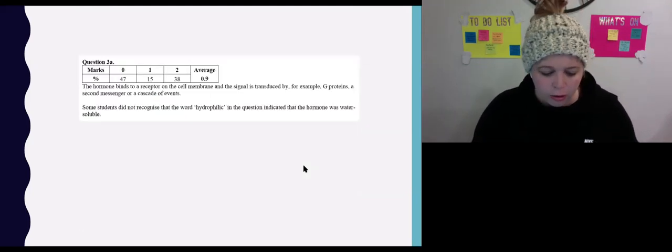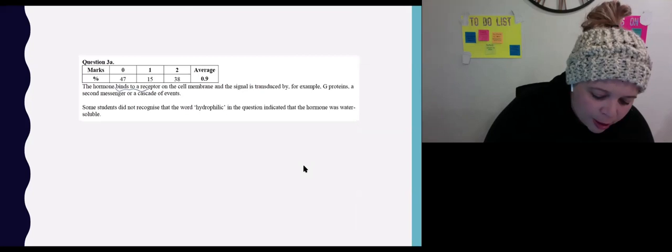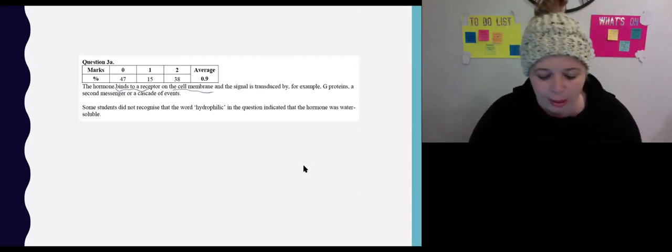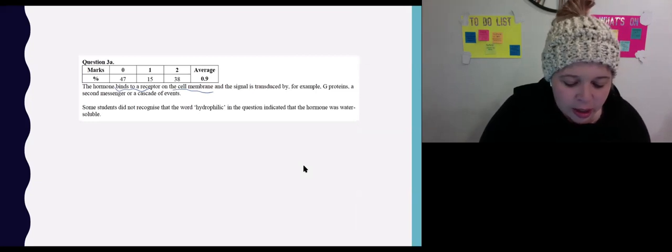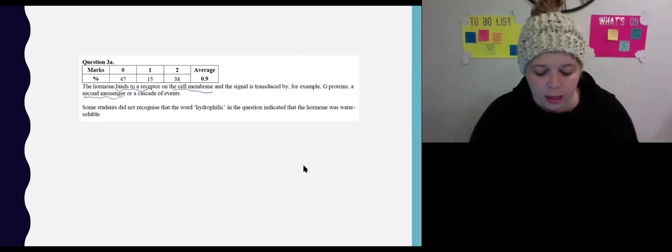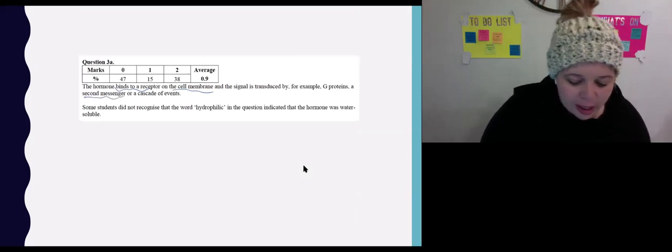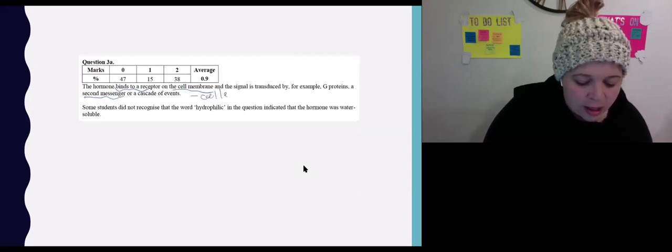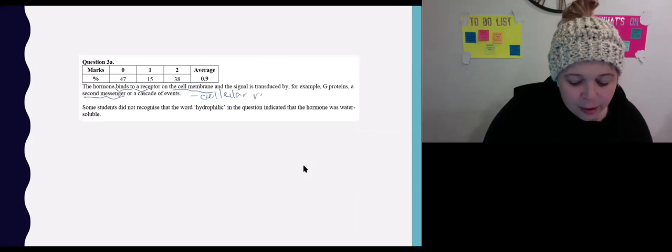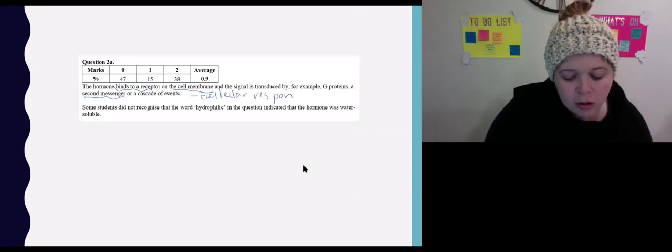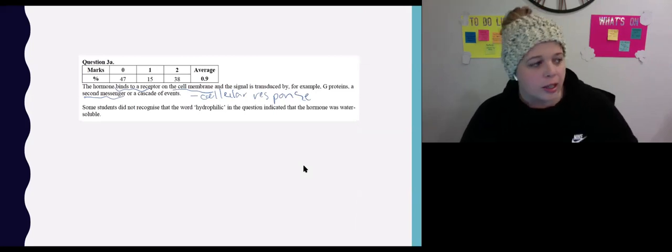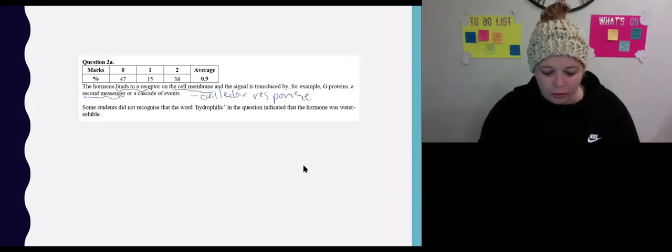So what do we want to go for? You need to say it binds to the receptor on the cell membrane or on the outside of the cell membrane. The signal is transduced by a series of secondary messengers. Then after that, you end up with a cellular response. And that's it. Now, I know they haven't written this in dot points, but you could so easily write that response in dot points. Yeah? Don't make life hard for yourself.